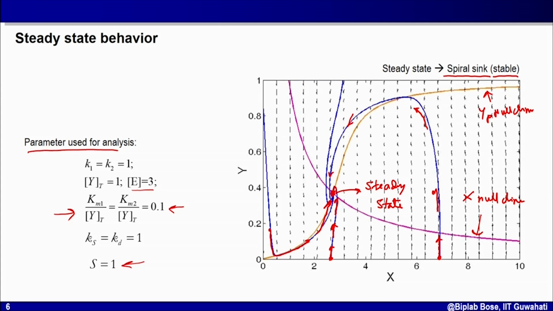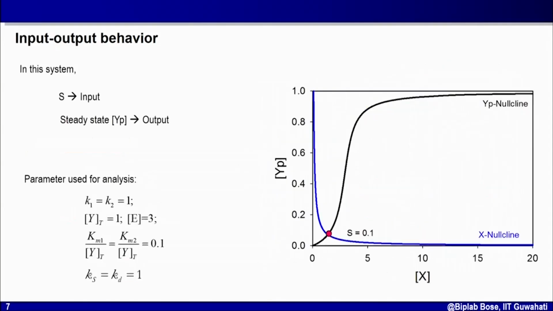So what I have shown here in this phase portrait plot is that for this system there will be only one steady state, and that steady state is a stable one, so it is a monostable system. Let us further explore the behavior of this steady state.